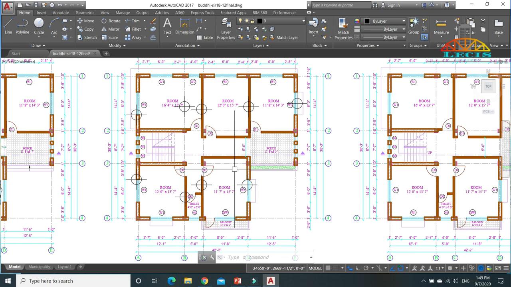Slab loads are transferred to the edges or to the beams through inline theory. If you want to know more about the inline theory, I have already uploaded a video of one-way slab and two-way slab where I have described everything about load transfer of slab or inline theory load transfer to the edges.